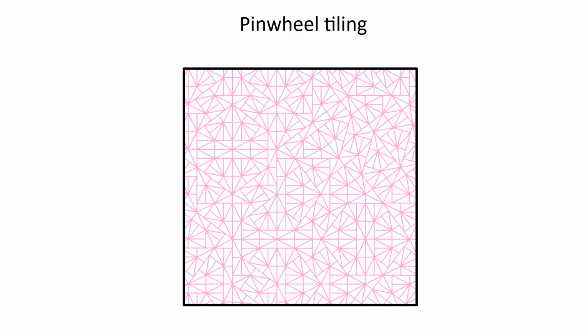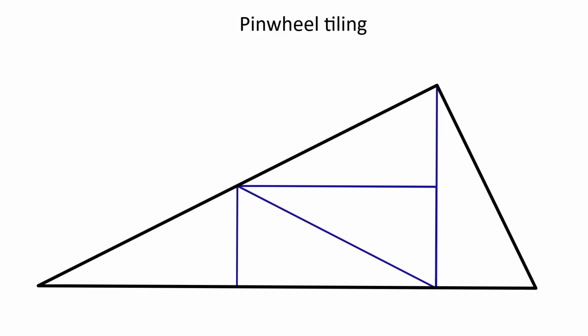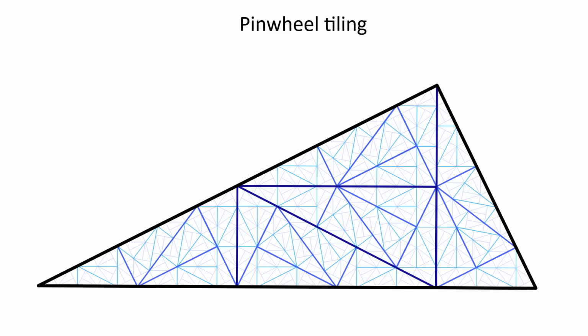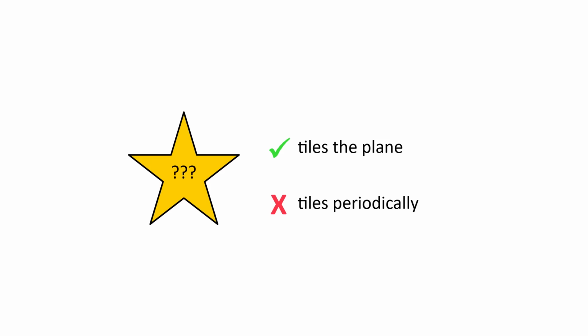There's also the pinwheel tiling, which looks random at first, but has a really cool construction. You start with a 1x2 right triangle and subdivide into 5 copies of itself. You can then subdivide each of those in 5, and so on and so forth, for another really cool aperiodic tiling. However, in all 3 cases, the tiles can easily tile the plane periodically. That raises the question, are there any shapes that tile the plane but only aperiodically? Such a shape is known as an aperiodic monotile, and finding one is considered the holy grail of tiling.